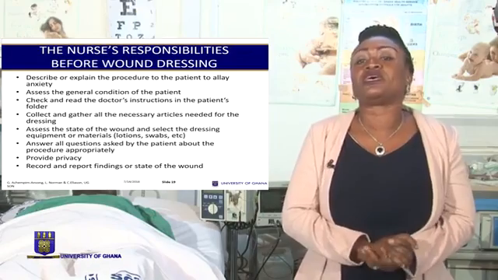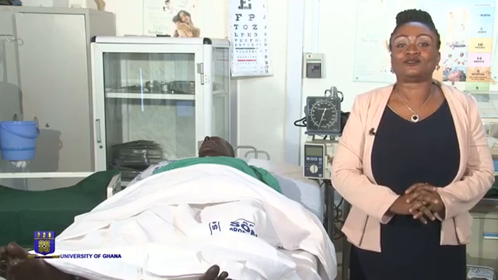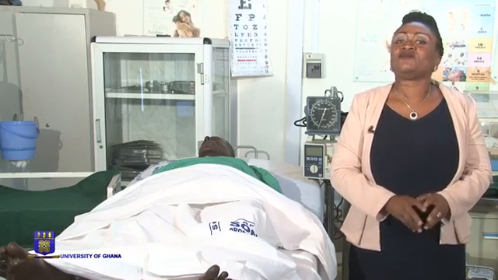Now, when we come to the procedure itself, so that was a general overview of wounds and principles regarding wound dressing. To end this session, we've defined wounds, we've looked at the various types of wounds, principles for wound dressing, purposes for wound dressing, and the responsibilities of the nurse before wound dressing. So we now move on to the practical aspects, and that is dressing of the wound, the procedure itself.